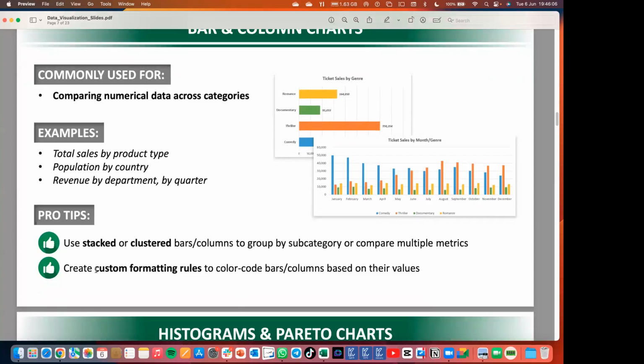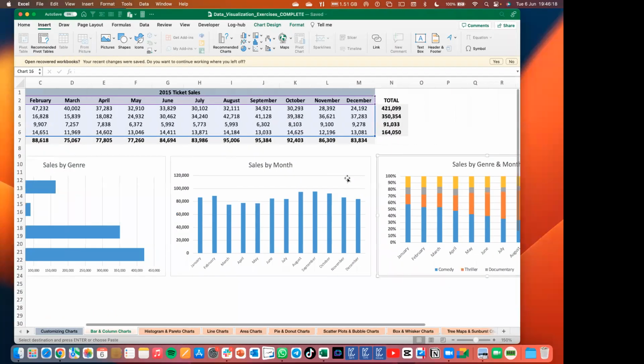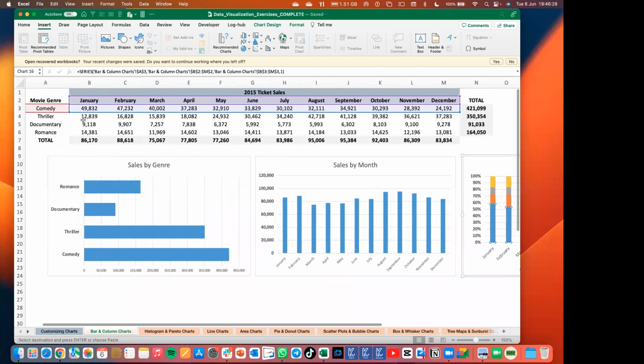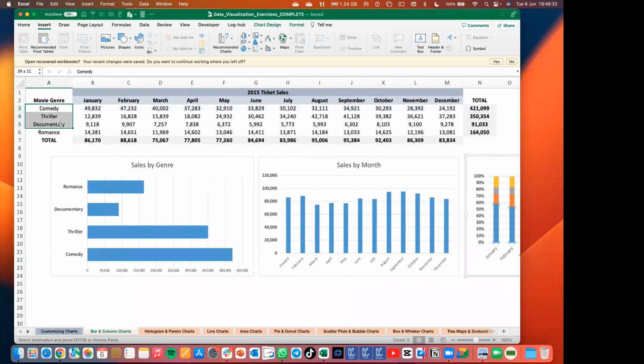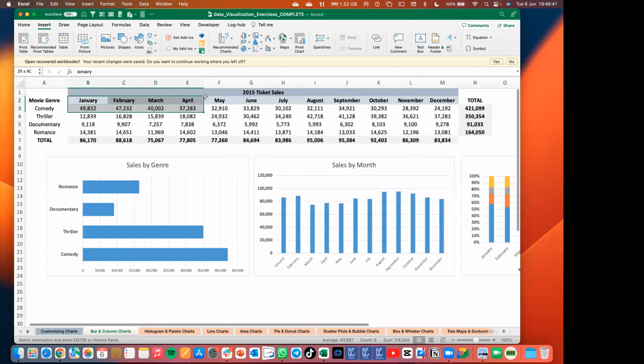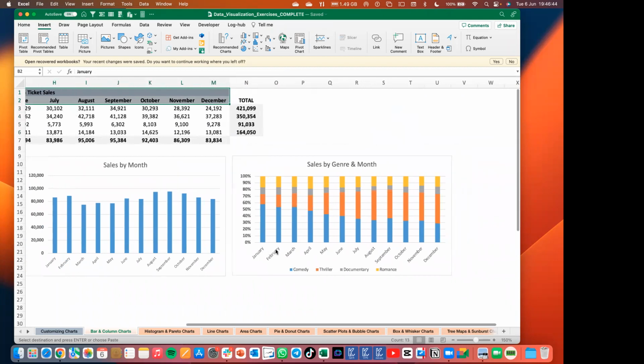On this document, you'll find pro tips. The pro tips tell you to use stacked and clustered bars or columns to group by subcategory or compare multiple metrics. So for you to use clustered, you must have more than one metric. Here you see the movies: comedy, thriller, documentary, and romance. Still, we need to have them compared by months, which means you'll have the months at the bottom, then bring the 4 compared.